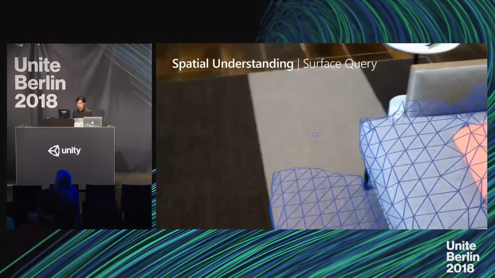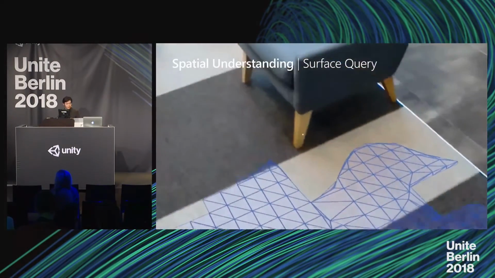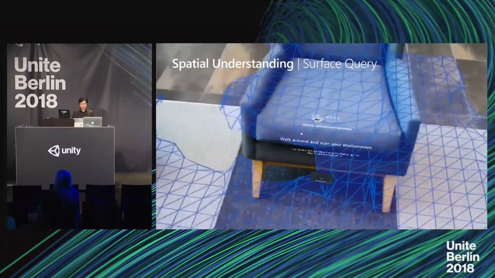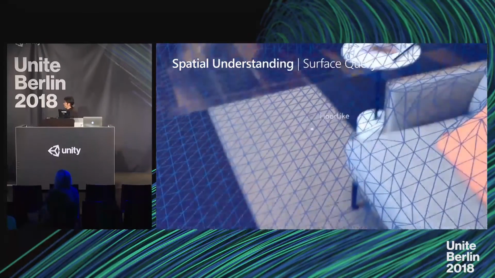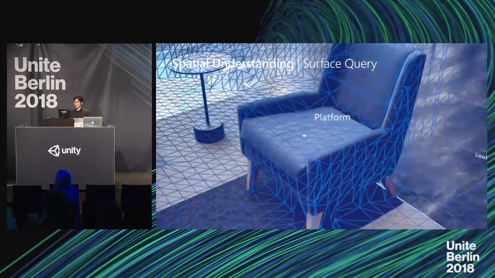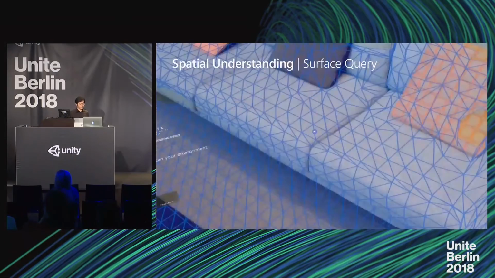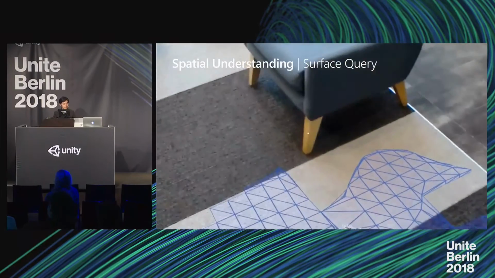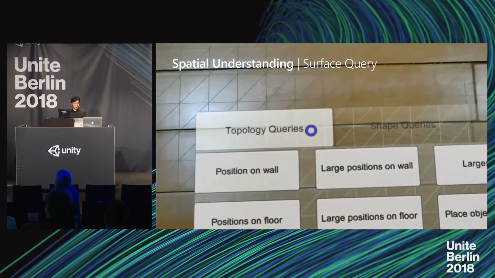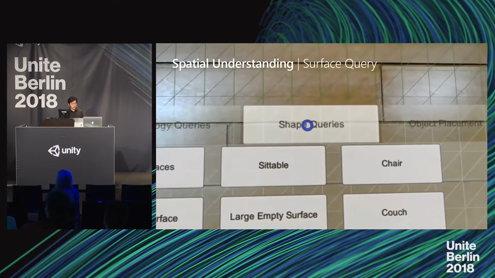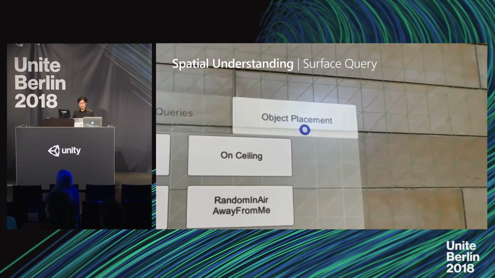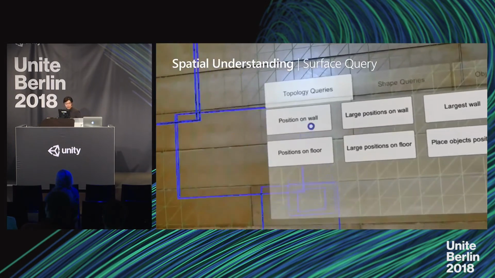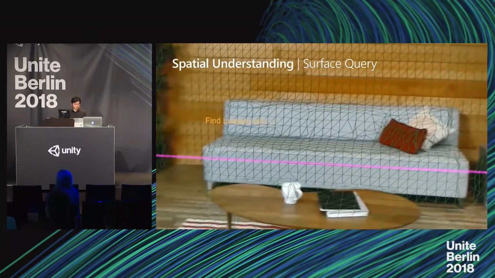And this is a spatial understanding example running on the same scene. Basically, it does the initial scanning of the environment, then processes it, and it gives you this identified semantic labeling for the object type, surface type. So you can get the floor, ceiling, and wall. Then you can get lots of query options, so topology queries and object placement and shape queries. This is an example scene you can find in MRTK.